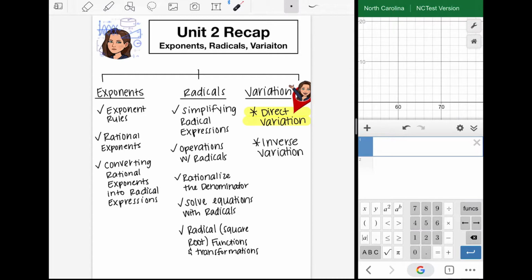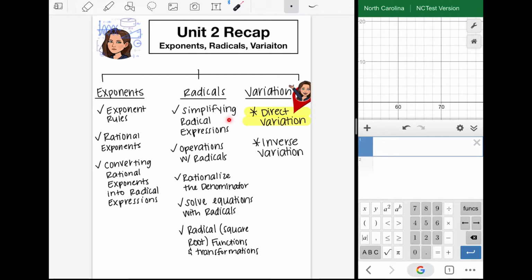With these three topics, we started with exponent rules being when you are multiplying, dividing exponents, when you have an exponent raised to another power, what do you do? So we already talked about those. We've already talked about rational exponents. That's when your exponent is a fraction. And we talked about when your exponent is a fraction, what can you do with it to convert it into a radical expression?